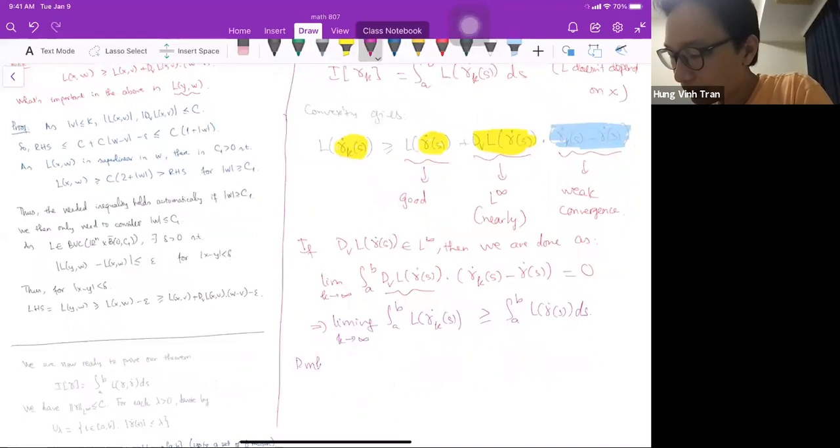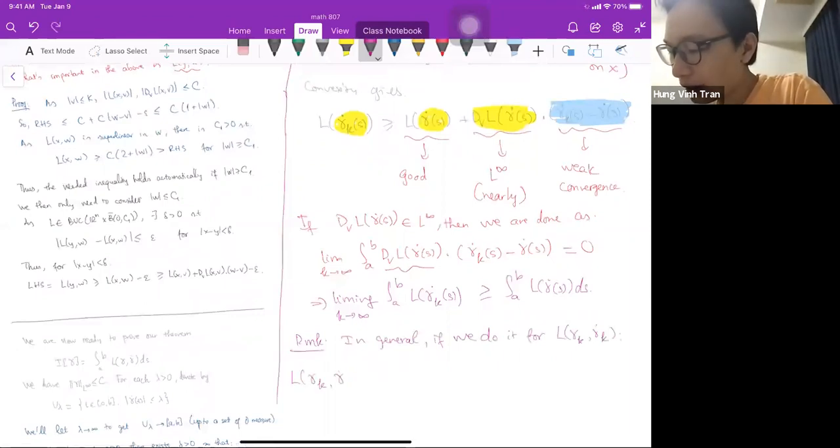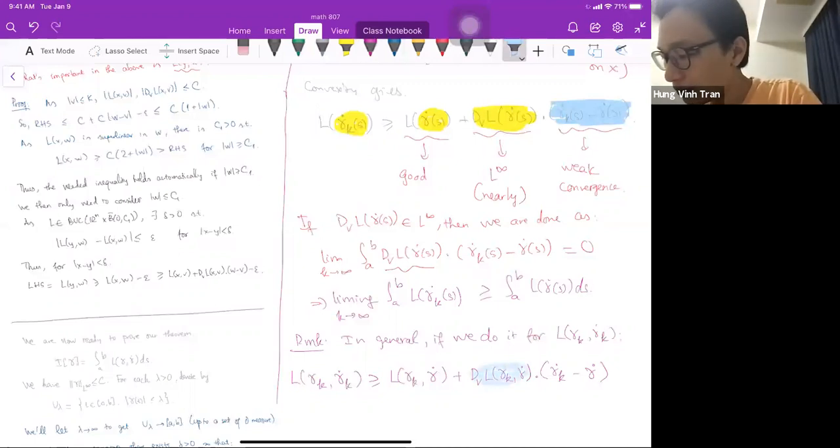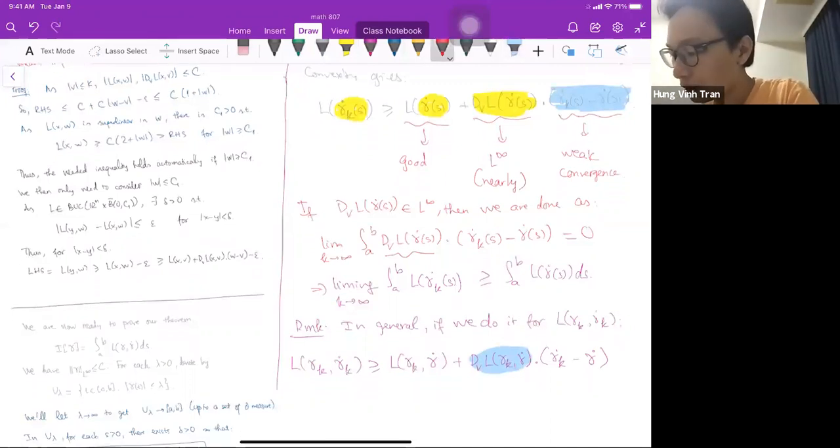So remark, in general, if we do it for L of gamma k dot naively, you have L of gamma k dot here, and this is going to be greater than L of gamma k, gamma dot plus dvL of gamma k, gamma dot product with gamma k dot minus gamma dot. Okay. So in general, if I do it naively, I would have that, right? But if you look into this term, this is not a fixed L infinity vector field anymore, right? It's changing with respect to gamma k, and this is not easy to handle. So this is changing in k.